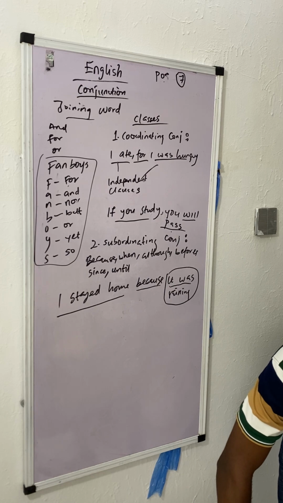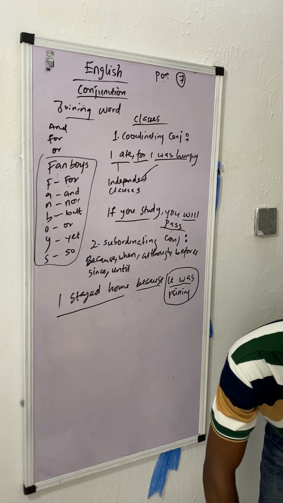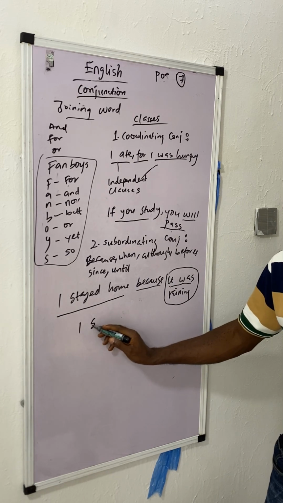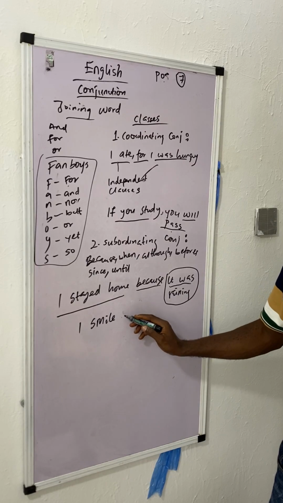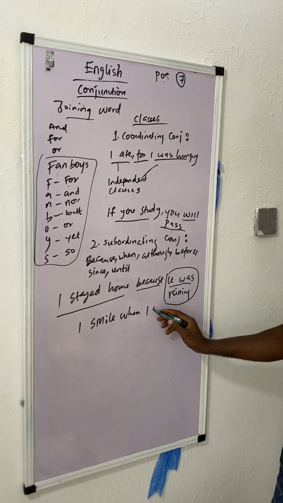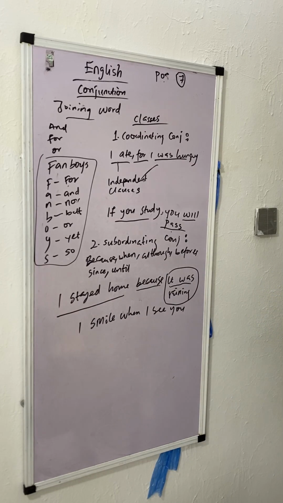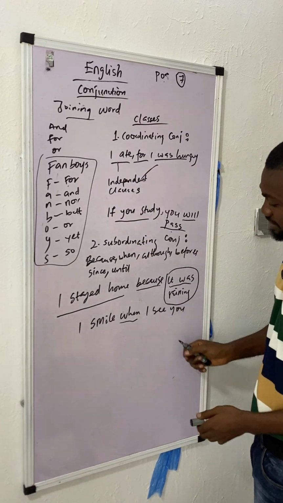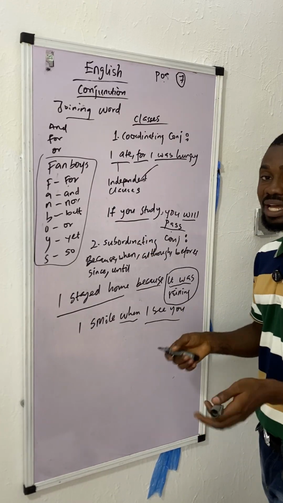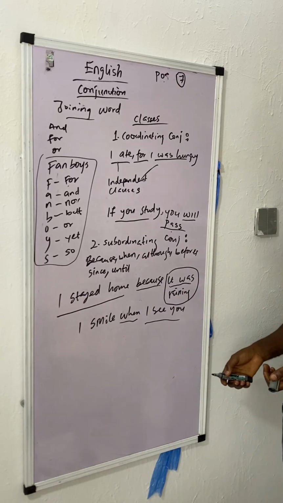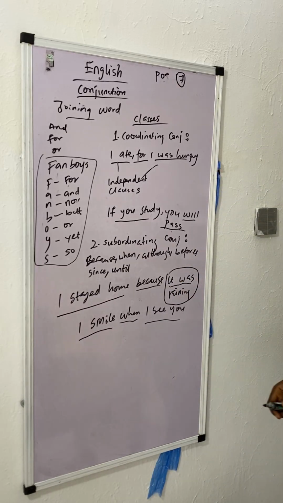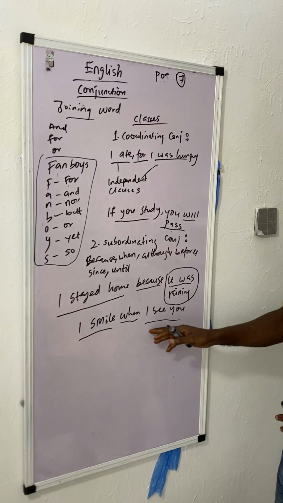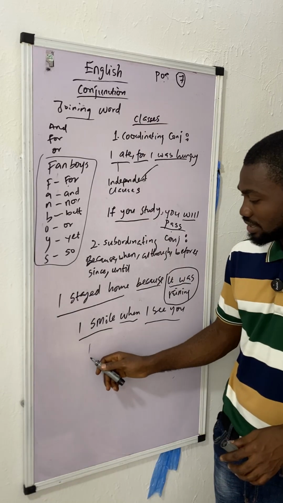Another one, I smile when I see you. I smile. I see you. I smile when I see you. So when is the what? The subordinating conjunction here, joining two unequal parts. I see you is a what? A dependent clause. I smile when I see you. This one is the dependent clause.